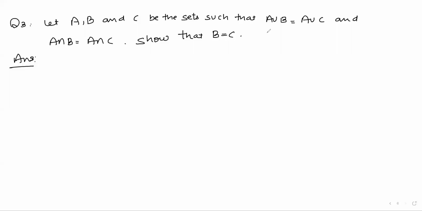So this is given that A union B is equal to A union C, and A intersection B is equal to A intersection C. Now we need to show that B is equal to C. So we will start with this.